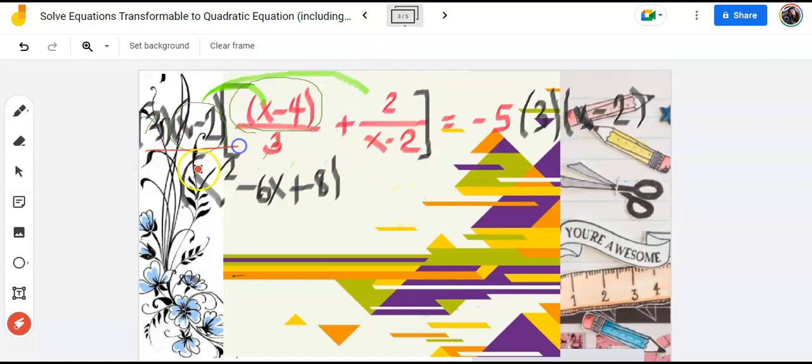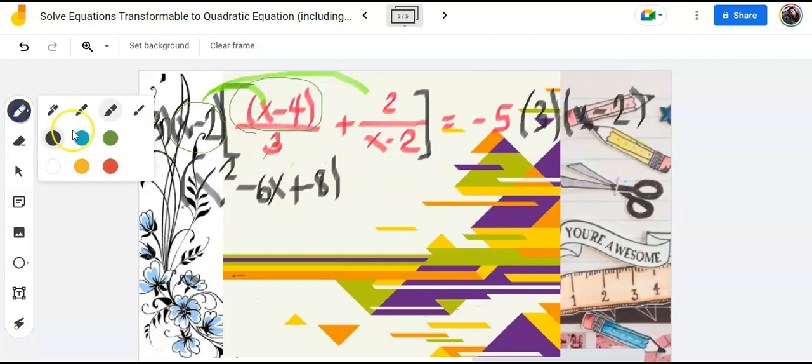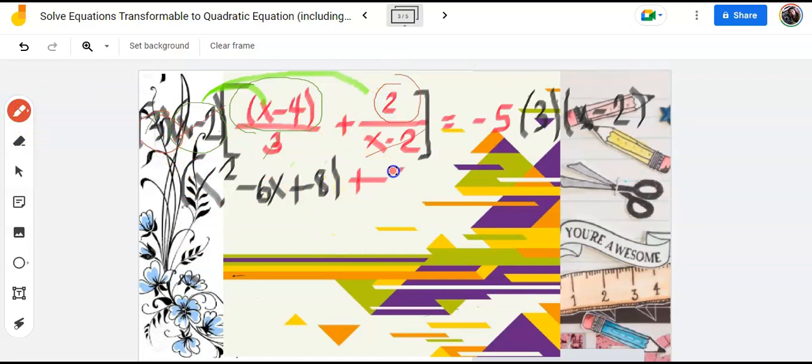So, have a look at the LCD. Sa numerator, we have x minus 2. And then, sa denominator, naa pod x minus 2. So, ma-cancel out na siya. So, ang nahibilin this time, ang 3. And then, ang nahibilin nga 3, i-multiply sa numerator nga 2. So, 3 times 2 is, yes, positive 6.